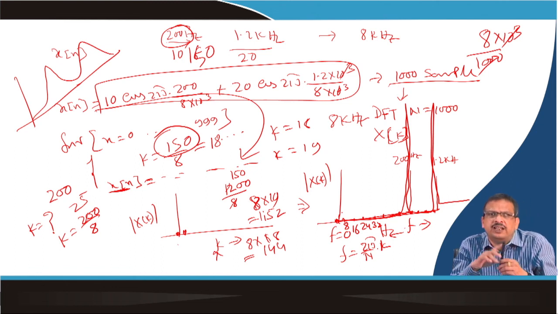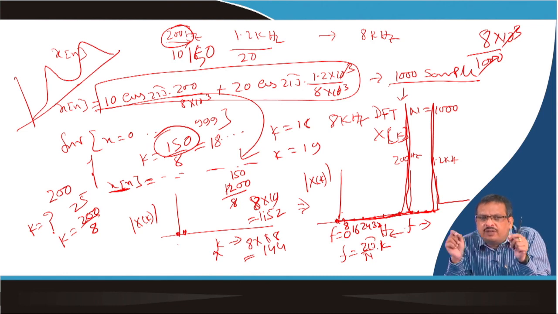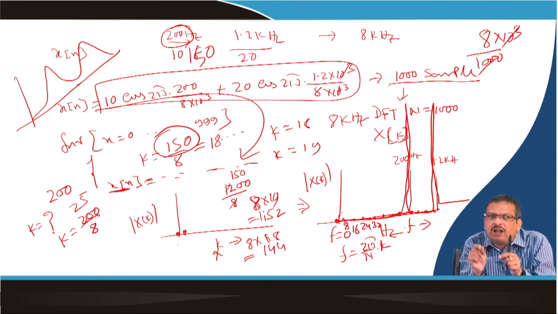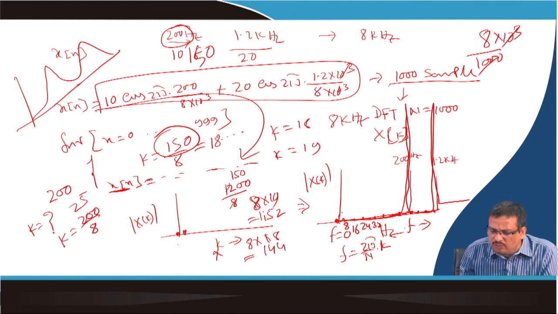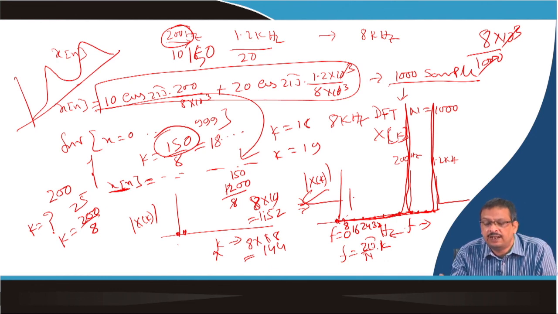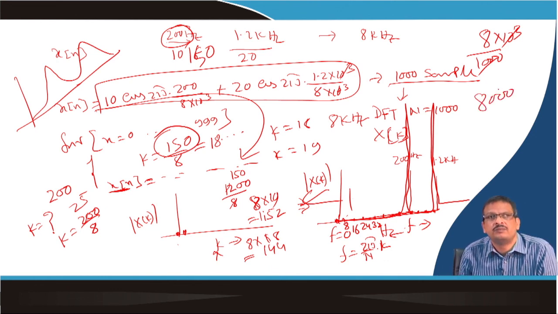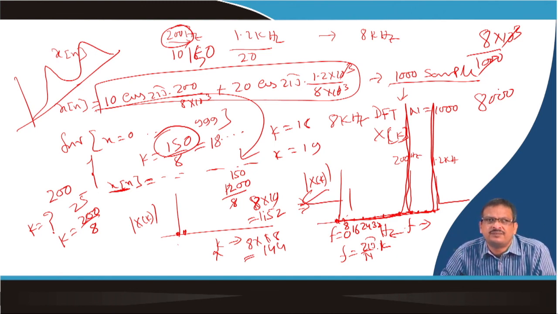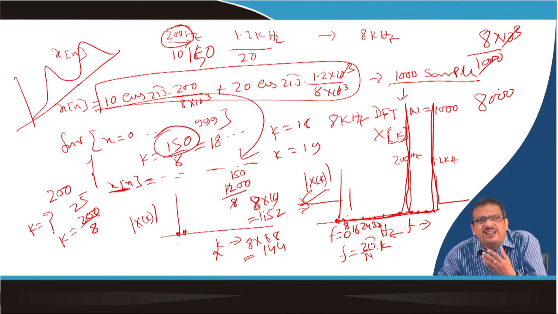Now if you decrease the resolution, you see that power is distributed among nearby lines. If you increase the resolution, you see the peak coming very sharp, meaning leakage is reduced. Suppose I want to make the resolution 1 hertz in this case, then what should be the length of the DFT? 8000, which is computationally very complex. So depending on your requirement, you have to choose the DFT length.